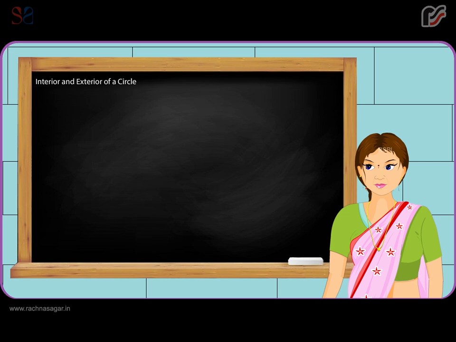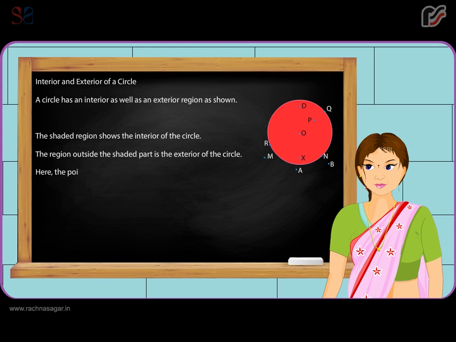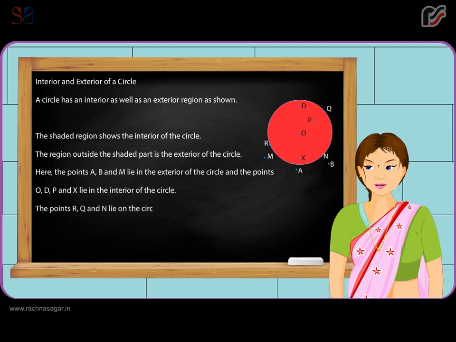Interior and exterior of a circle. A circle has an interior as well as an exterior region as shown. The shaded region shows the interior of the circle. The region outside the shaded part is the exterior of the circle. Here, the points A, B, and M lie in the exterior of the circle and the points O, D, P, and X lie in the interior of the circle. The points R, Q, and N lie on the circle.